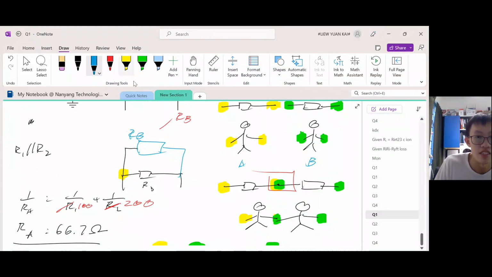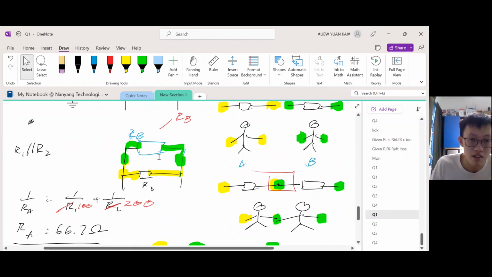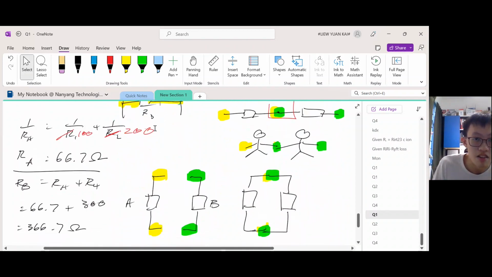So now it's obvious that RB is simply parallel to R3. If you're not convinced, let's use the hand analogy. This is the hand of R3. This is the other hand of R3. This is the hand of RB. This is the other hand of RB. So see, both hands are holding together. That means R3 and RB are parallel.